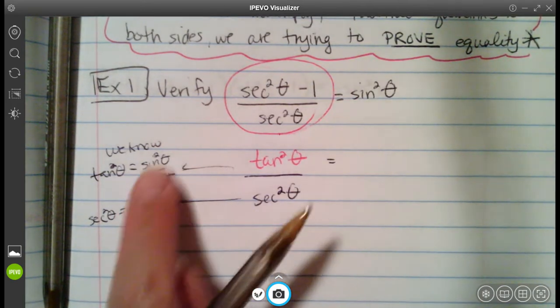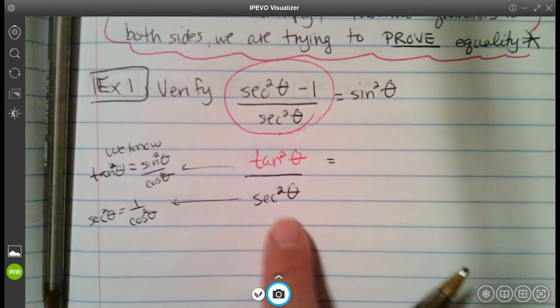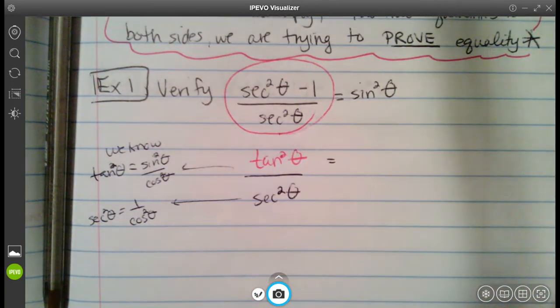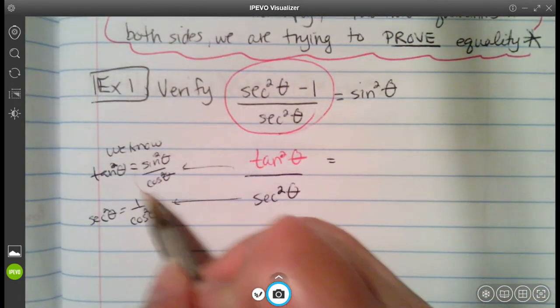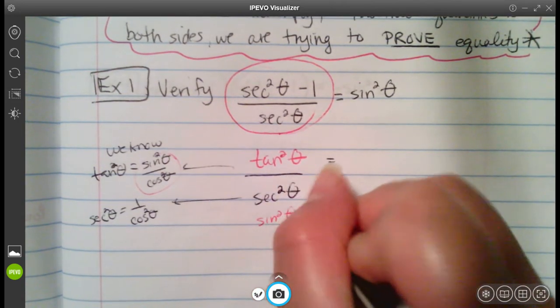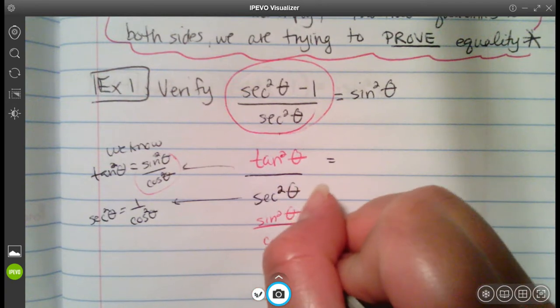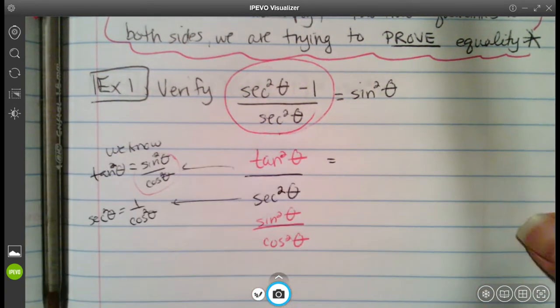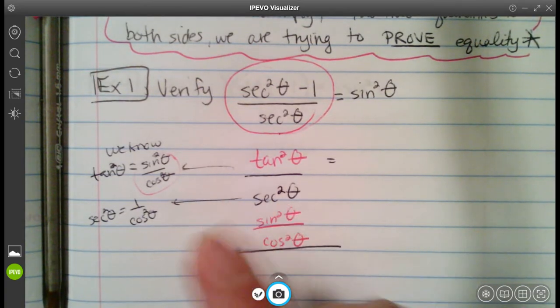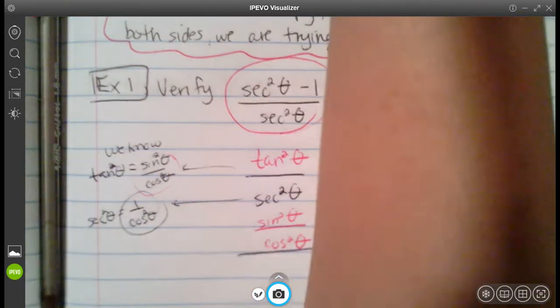Okay, so we're going to use this and see if that'll maybe help me simplify to sine squared theta. I'm going to plug in tangent squared theta with this right here. So that will be sine squared theta divided by cosine squared theta. That's the top part, all over this one, which I'm going to replace with 1 over cosine squared theta.